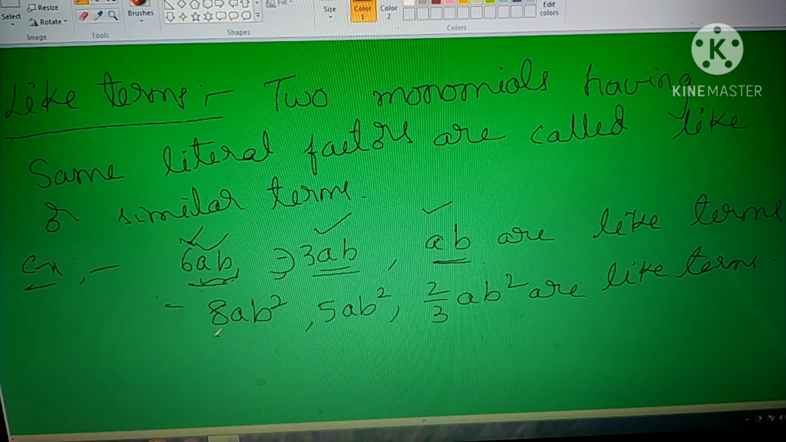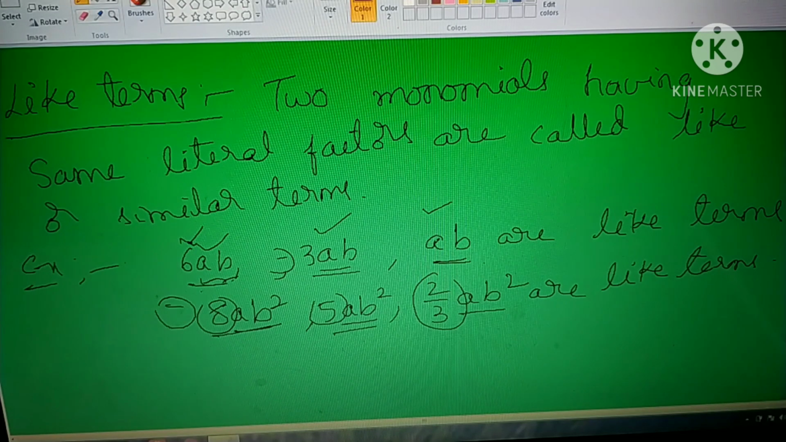See this one: 8AB square, 5AB square, 2 by 3 AB square. Whatever the number, whatever the sign, we have to look for similar literal factors. Here we have AB square, here also AB square, here also AB square. So these types of terms will be called like terms.